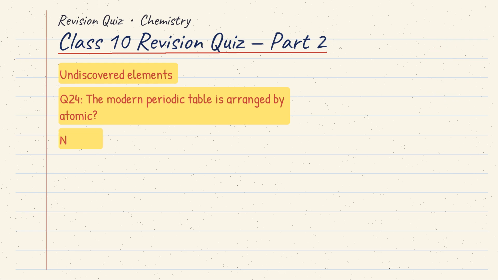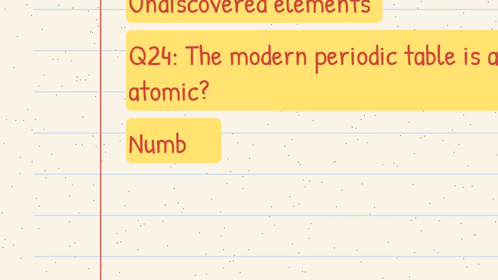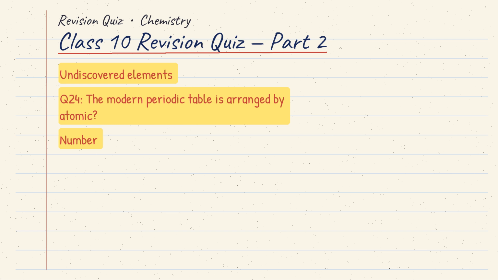The answer is number. This fixed Mendeleev's problems. Question 25. Vertical columns in the table are called?